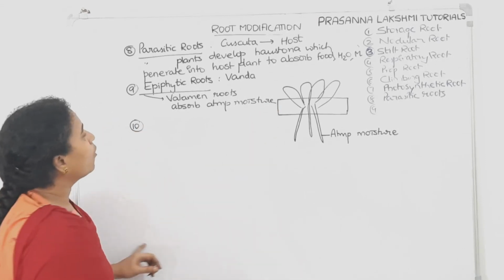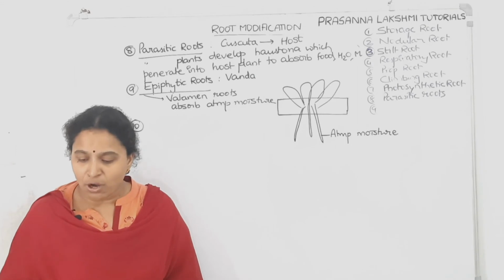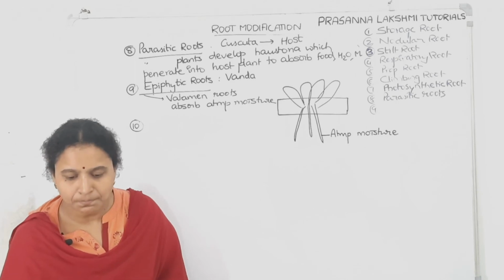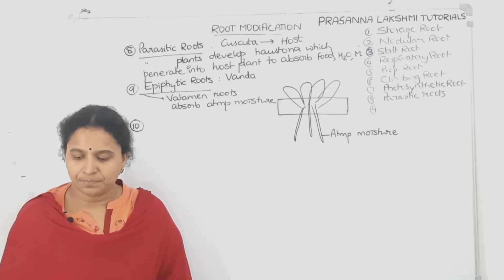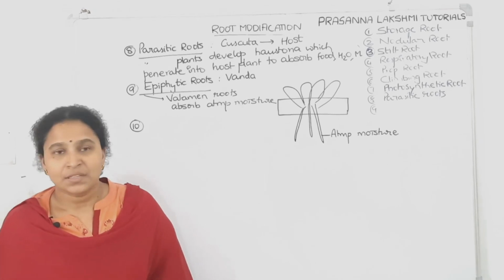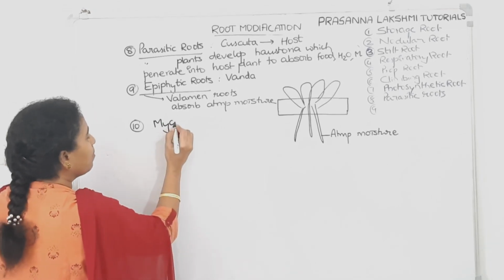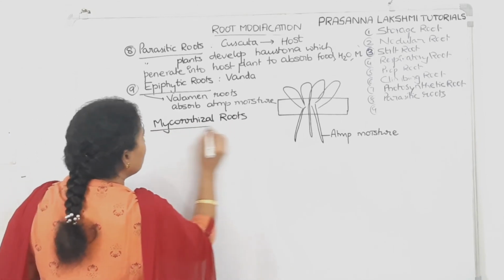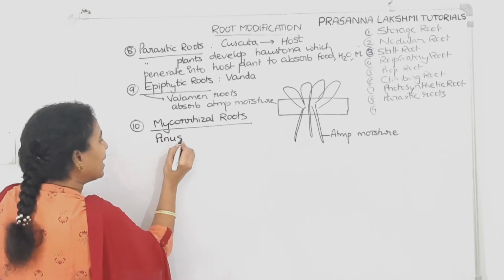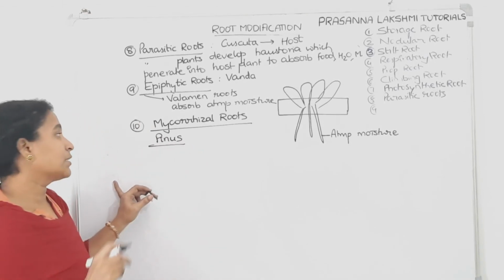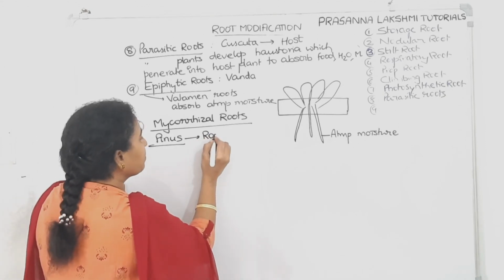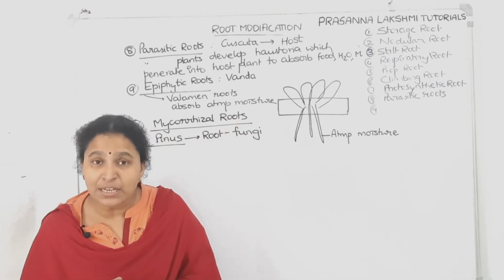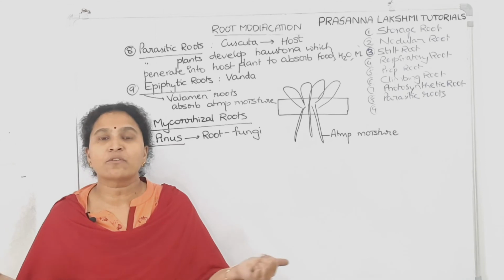And the last type of root modification we can talk about is mycorrhizal roots. Now you know that there is a gymnosperm called pinus. In the roots of the pinus, fungi will grow, mycorrhizae will grow.